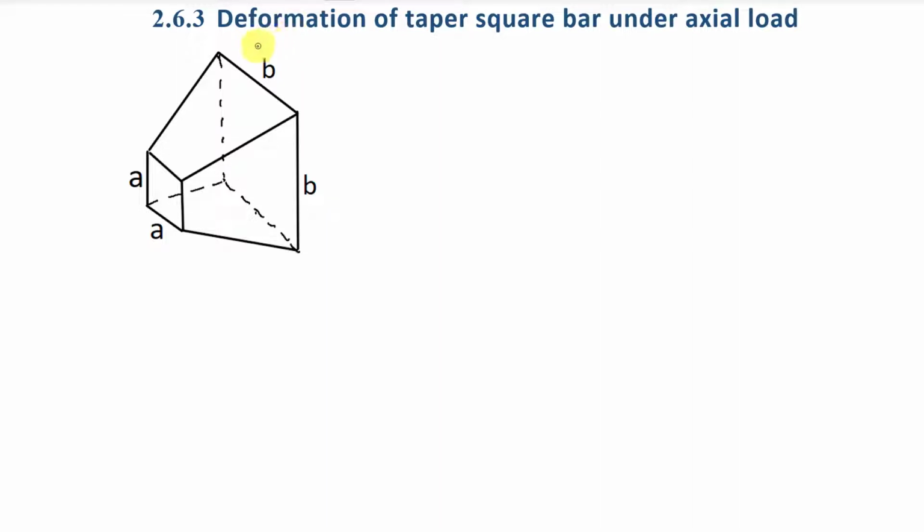Now we are going to find the deformation of a tapered square bar under axial load. In the previous case it was a circular bar, and here it is a square bar, meaning the side of this bar is linearly varying from this surface to this surface, right? At this surface it has a square cross section of side A, and at this surface it has a square cross section of side B. Here we apply tensile load P on this body.